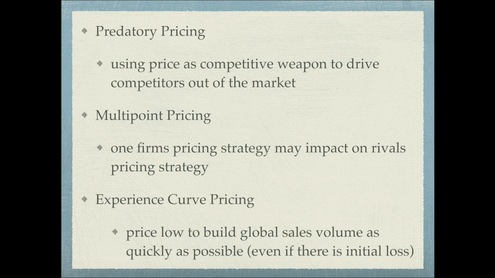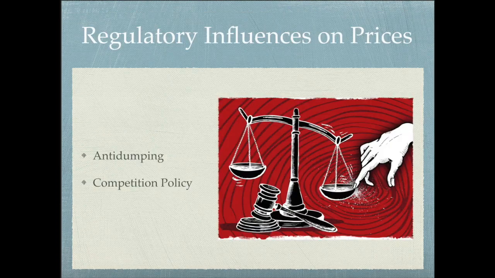The last of the three pricing strategies that is mentioned in the book is experience curve pricing. This strategy refers to how a firm can price low to build global sales volumes as quickly as possible. However, this may have an initial loss, but regardless, it helps to build global sales. The last thing to talk about is regulatory influences on prices.